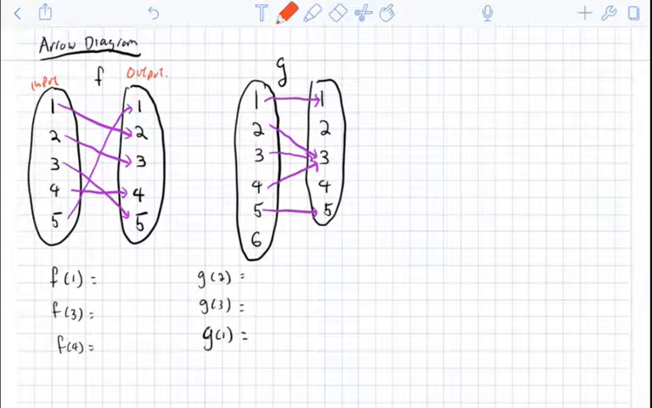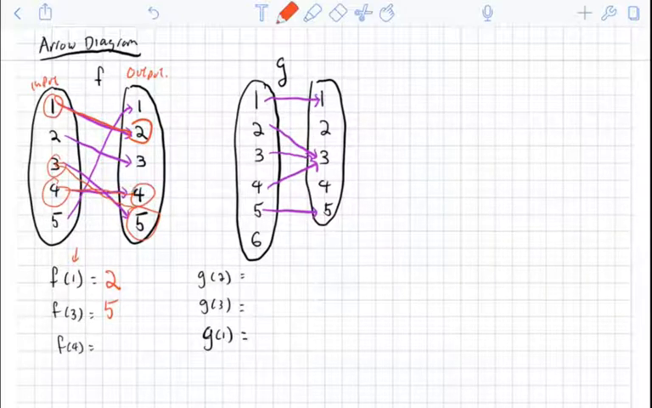Okay? And so we can use the arrow diagrams to look up the outputs for various inputs. So let's look at here. When x is equal to 1, the f function gives me back, and so you look at 1, and you follow the arrow down, and it's 2. So that output is 2. When x is equal to 3, the output is 5. And when x is equal to 4, the output is 4.